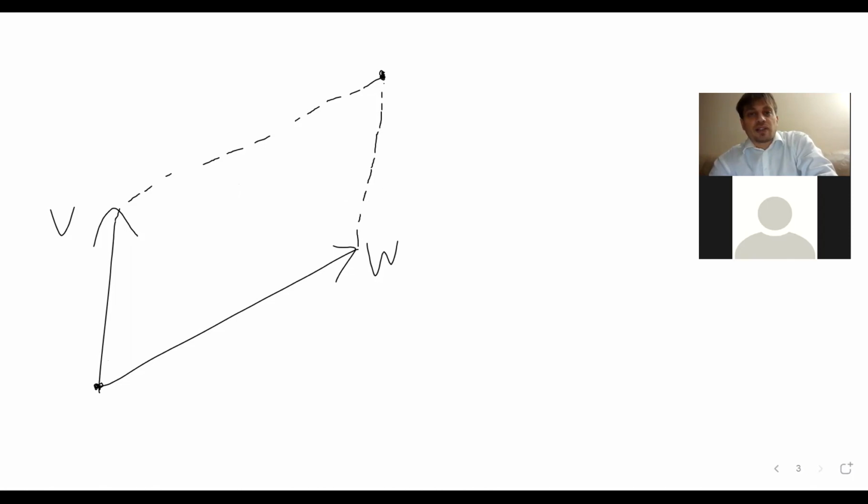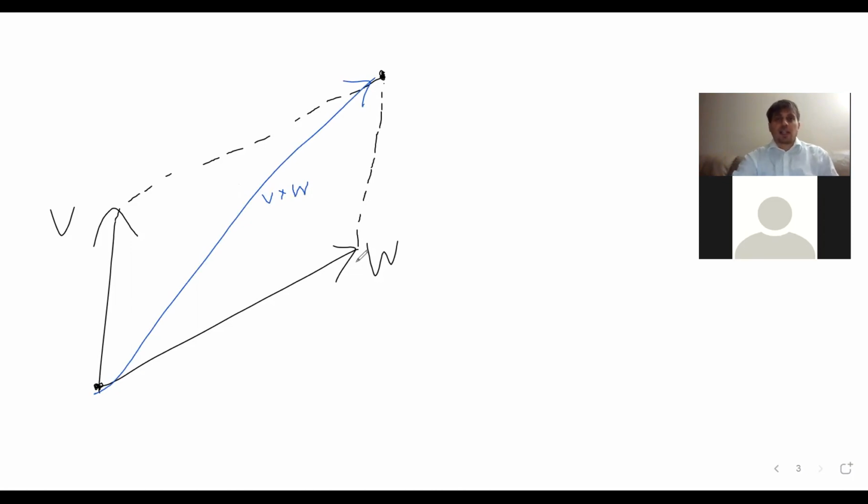And so the vector V plus W is equal to the vector going from the common initial point of V and W to the opposite endpoint of the parallelogram. So this is the vector V plus W. Okay, and so by that definition, by that parallelogram rule, we can define V plus W in that way.